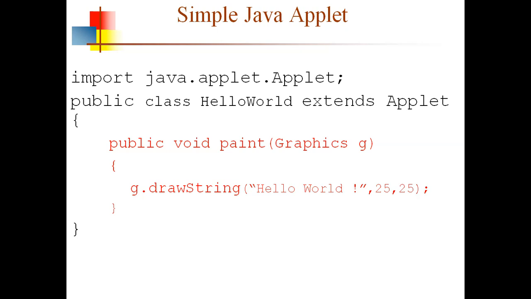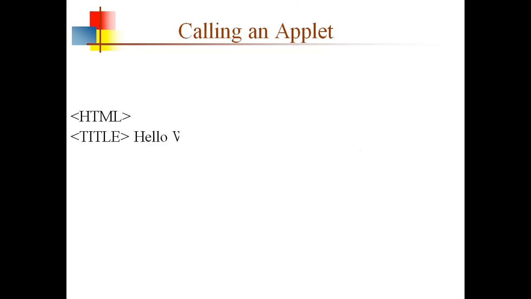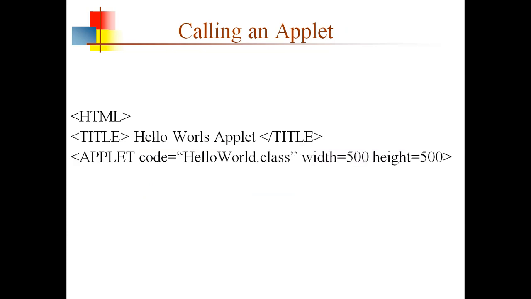This is the applet program, but to run this program we need one HTML file. For HelloWorld, this is the class HelloWorld, and we will compile this class. After compilation it will be converted into a HelloWorld.class file. Before execution we require one HTML file. This is the HTML file, started with the html tag. The title is optional, we can skip that portion.